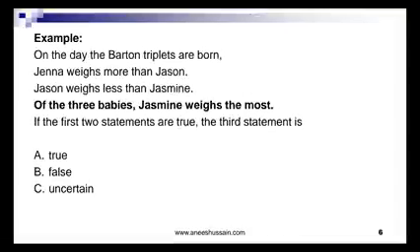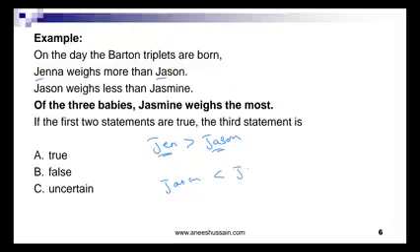Next question. On the day the Barton triplets are born, Jenna weighs more than Jason. So Jenna is greater than Jason. So yes, I've taken GE and JA so that there is no confusion. And Jason weighs less than Jasmine. Okay, so I will write the three statements with names: Jenna, Jason, and Jason is less than Jasmine. Because the alphabets are quite the same, I'll write the entire name.